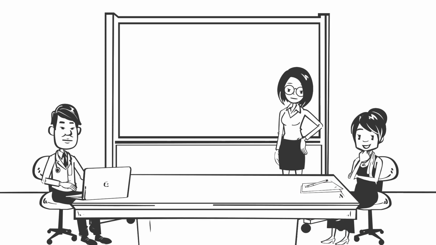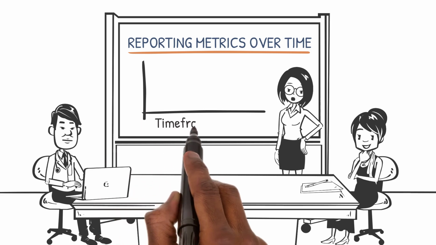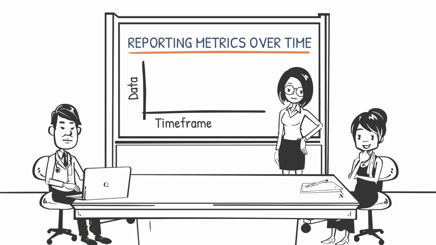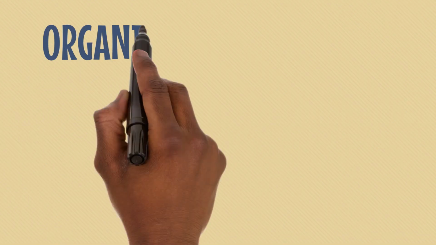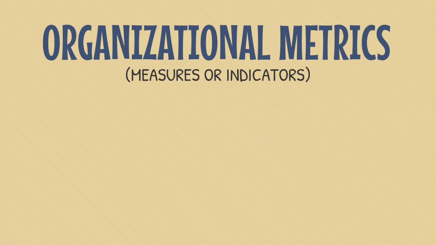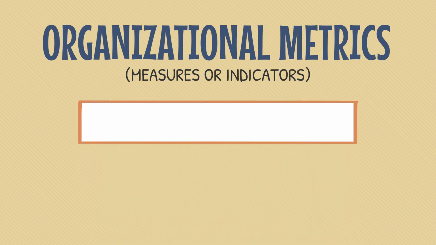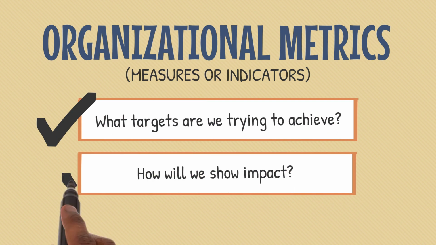Because metrics are reported over time, they are often represented as run charts with a specified time frame along the x-axis and performance data along the y-axis. This data visualization approach helps us understand and analyze the data more quickly and meaningfully. Our organizational metrics, sometimes called measures or indicators, define what we are working towards, including what specific targets and outcomes we are trying to achieve and how we show the impact of our work.